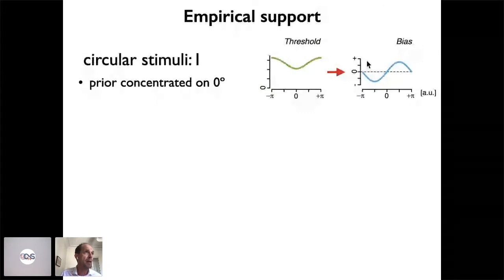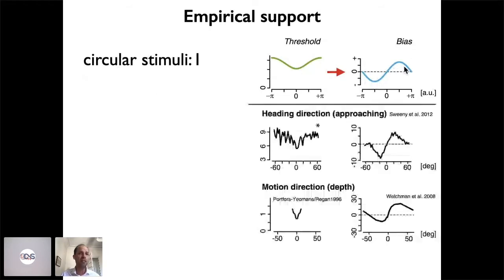If I apply that Wei and Stocker law, I should get this sort of sinusoidal pattern of bias with a negative bias for negative angles and a positive bias for positive angles. And then they went into the psychophysical literature and found this, from Sweeney et al. 2012: heading direction thresholds and measurements of the bias agree with that same shape. Similarly, motion direction has maximum sensitivity at zero, and we see biases. These are different papers here, even, right? Portfors, Yeomans, Regan in 1996, and Welchman in 2008 was where the bias was reported.